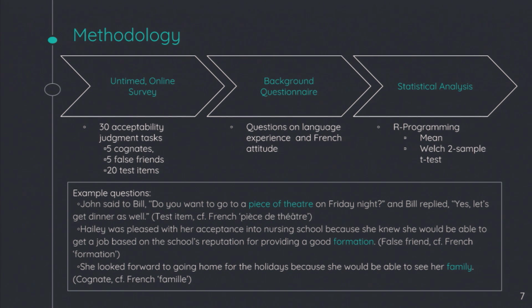And then a cognate would be: she looked forward to going home for the holidays because she'd be able to see her family, where family is the cognate. The last one would be acceptable to all English speakers. The middle one would probably be wrong to all English speakers because it's just not correct. And the first one is what I'm testing, because "piece of theater" would be correct to some people and wouldn't be to others, hopefully with influence from French.